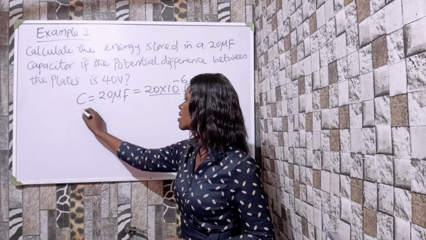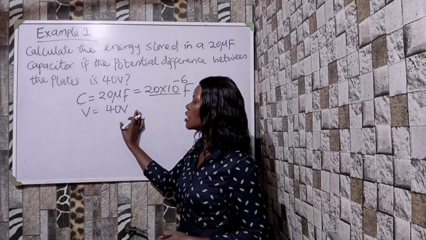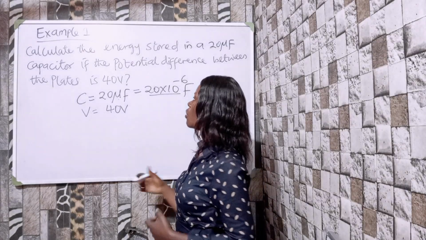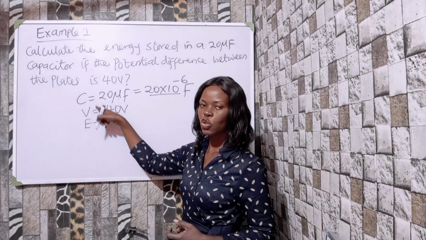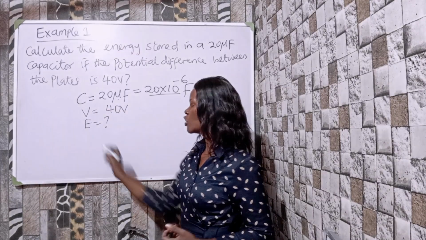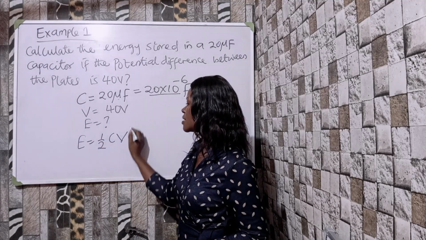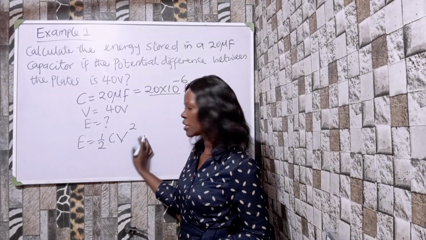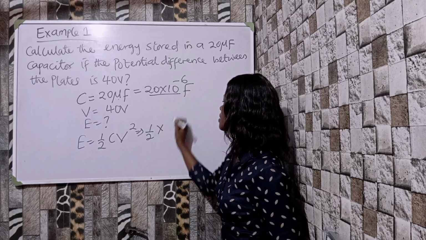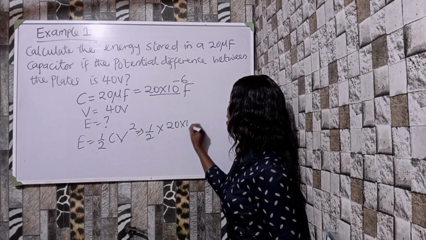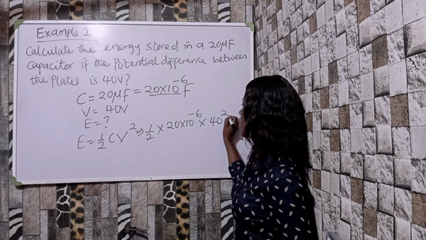Then the next one is the potential difference, which is 40 volts. So what are we looking for? We are looking for energy. Since we have these two parameters given, we are going to use the formula energy is equal to half CV squared. Okay, let's put in our values. So this is half times 20 times 10 raised to the power minus 6 times 40 squared.